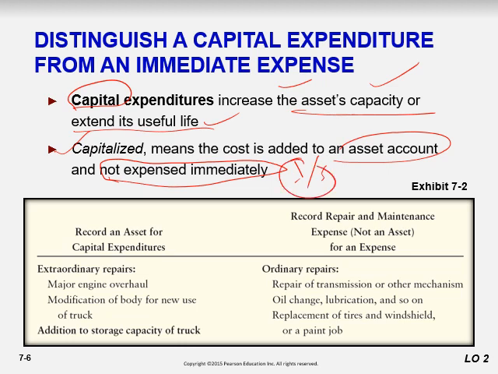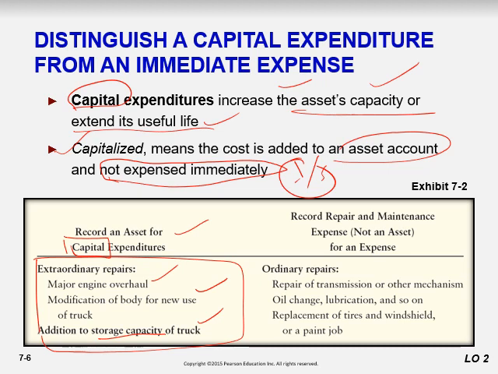So here we go. Record as an asset, as a capital expenditure, number 1, major engine overhaul. It's not routine tuning or something else. Modification of body for new use of truck, addition to storage capacity of the truck, right? So did you notice something here, that the usage is for more than 1 year? So that's why we added the word capital or capitalized, right?